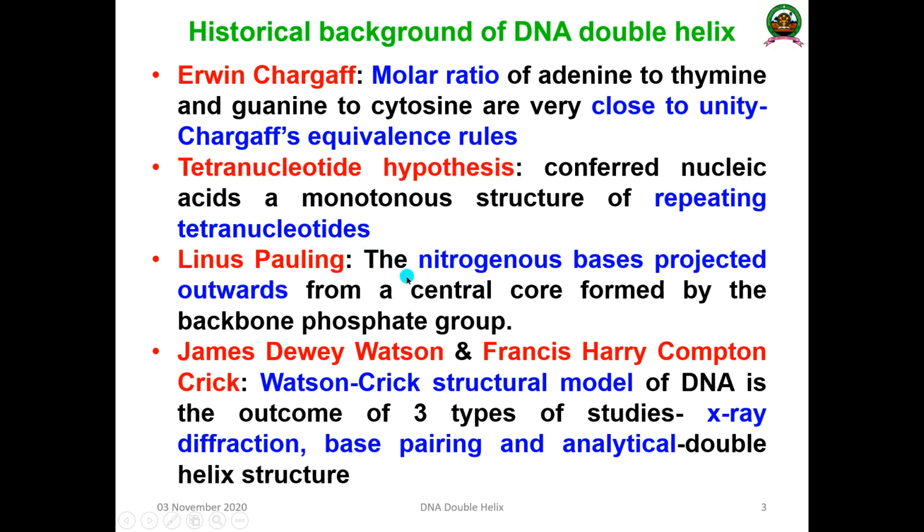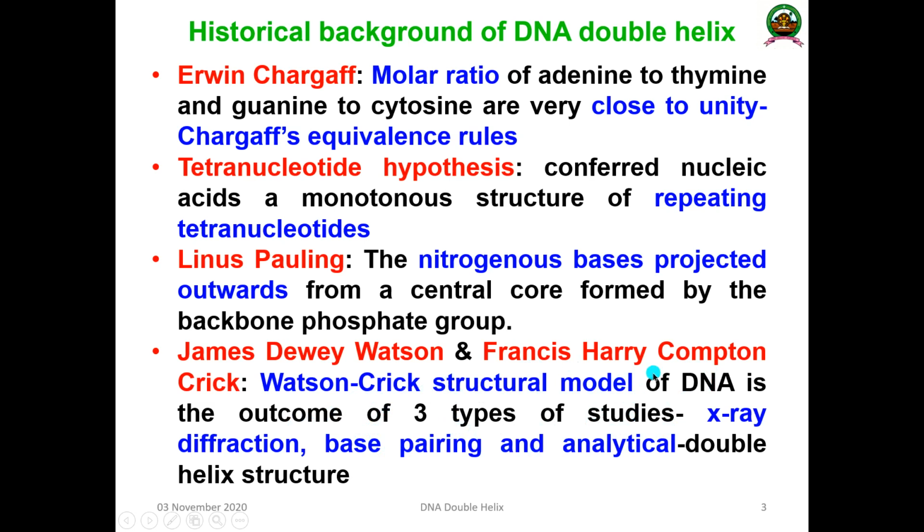Carl Linus Pauling studied the nitrogenous bases and their conformation. He found that the nitrogenous bases project outward from the central core formed by the backbone of sugar and phosphate. Then, after so many studies, the greatest study was conducted, in continuation of Rosalind Franklin's and Maurice Wilkins' study, by James Watson and Francis Crick. They proposed the structure of DNA based on 3 main studies. It was a historical milestone in 1953.